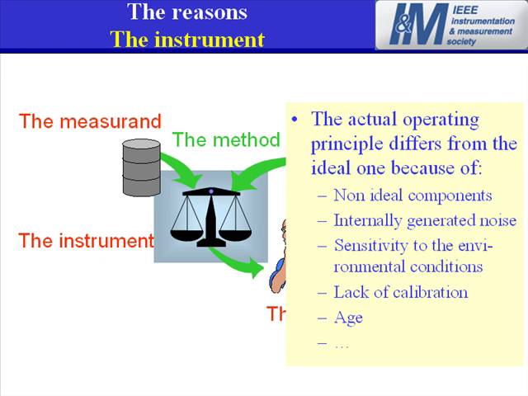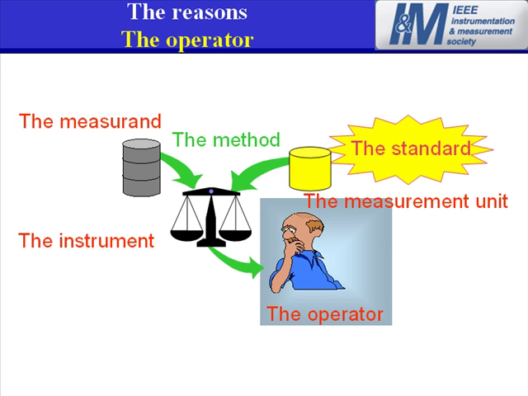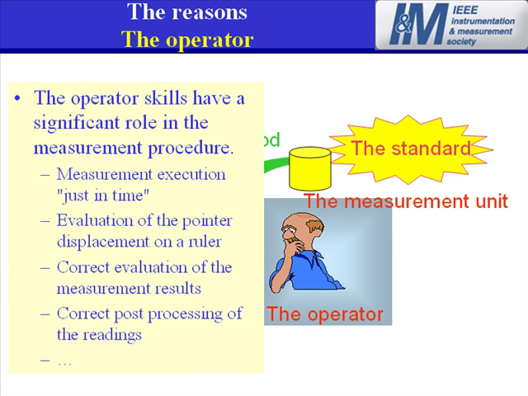Here too, the actual operating principle differs from the ideal one for a number of different reasons. Let's say non-ideal components, internally generated noise, sensitivity to environmental conditions, lack of calibration, age, and many others. And now we come to the operator and his or her role in the measurement procedure. Just to mention a few critical points, measurement execution must be just in time. Of course, if the measurement conditions are evolving, it's important to relate the measurement result to the corresponding condition.